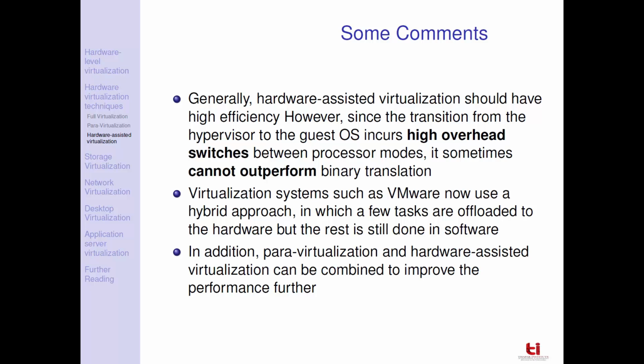Next point is that virtualization systems such as VMware now use a hybrid approach in which a few tasks are offloaded to the hardware, but the rest are still done in software. Finally, para-virtualization and hardware-assisted virtualization can be combined to improve the performance further.